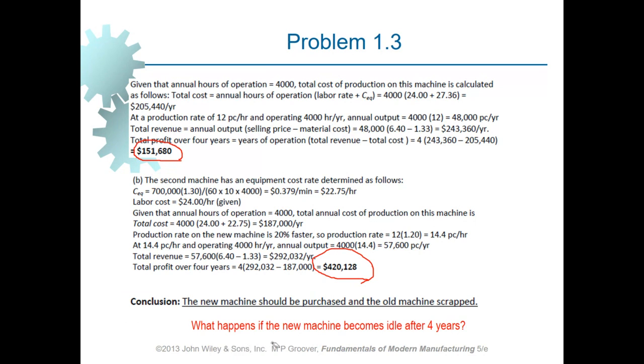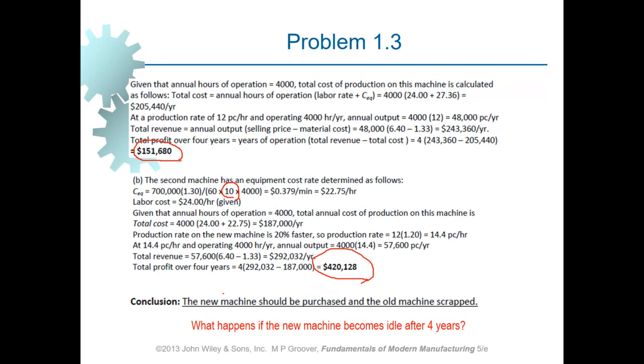Now the question is, what happens if the new machine becomes idle after 4 years? We do not know, because we think that this new machine is going to work for us for 10 years without requiring any major repair. Maybe after 4 years' time we cannot sell the product that we are producing, so this machine will be useless because it is only able to produce this given part. What do we do? If this is the case, then in the equation for computation of the CEQ of the new machine, we need to substitute this value of 10 by 4, and that will give us a higher value of CEQ.